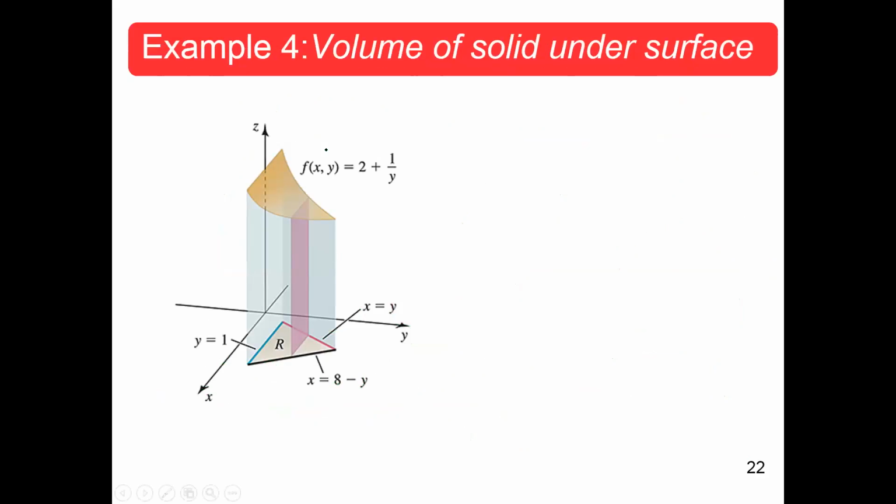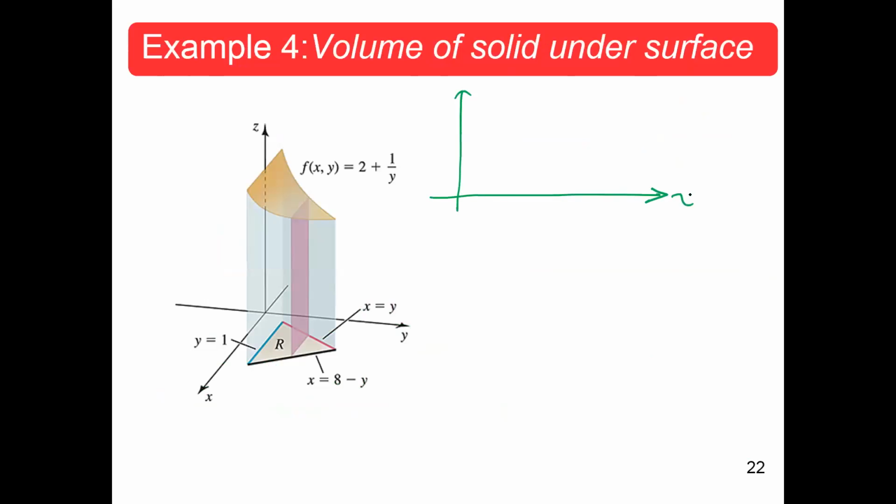All right, I'm going to let you guys try the next question. Okay, so this time you have a surface f of x, y, which is 2 plus 1 over y. Okay, it's going to be this surface. And it's over this region R. Again, this region R, you can tell that it is a triangular region, right? It is bounded by y equals 1, x equals y, and x equals 8 minus y. You probably want to re-sketch the region R in the XY view. So let me go ahead and do it.